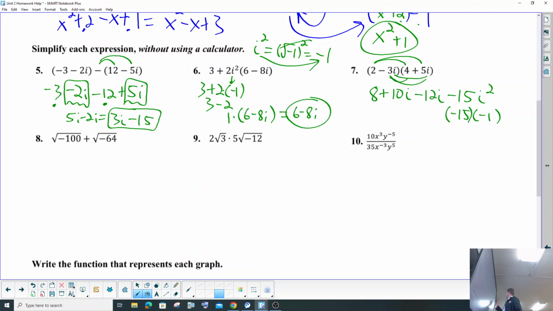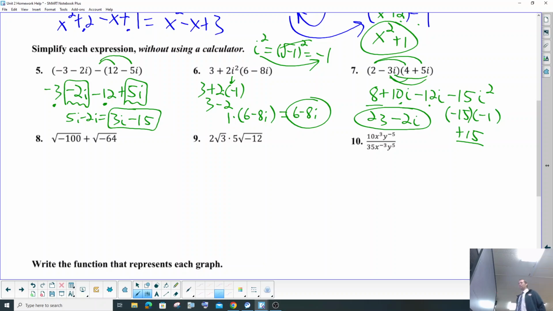i squared is negative 1. Negative 15 times negative 1 is a positive 15. And then we have a positive 15 with an 8, so that's going to be 23. And then 10i minus 12i is a negative 2i. 10 minus 12: you gave me 10 apples, but then you took 12 back. You owe me 2 off my tree. So negative 2i.